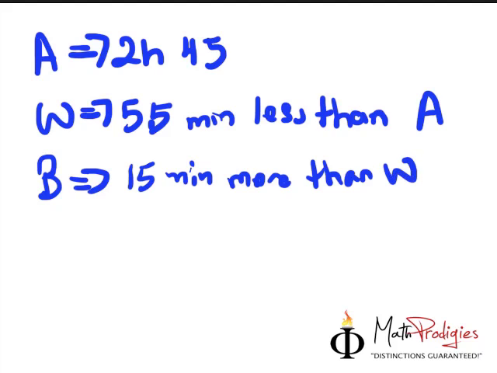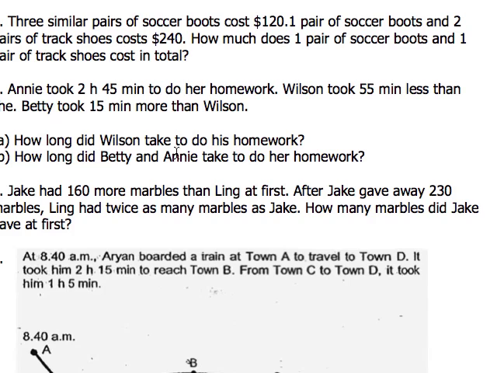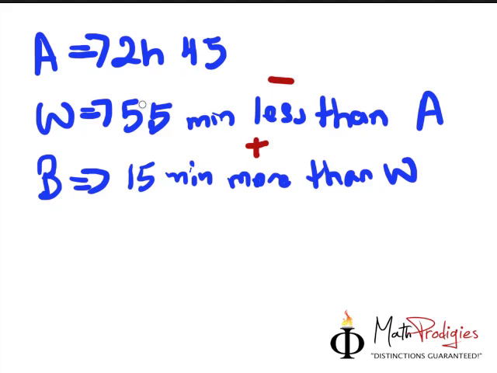Okay, so very simply, I'm going to just ask you, if Wilson took 55 minutes less, do we plus or minus? We minus. Very good. If Betty took 15 minutes more than Wilson, plus or minus? Plus. Very good. So now let's find out what the question wants. The question wants us to answer how long did Wilson take to do his homework. So how do you find Wilson? He took 55 minutes less than A. So how long did A take? A took 2 hours and 45 minutes.